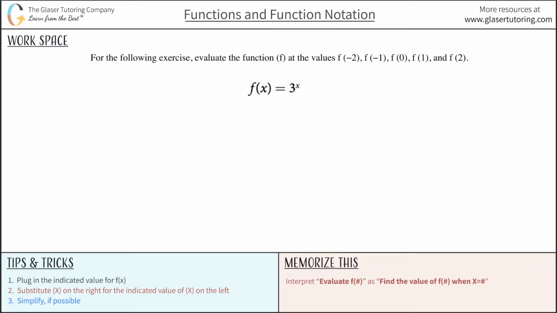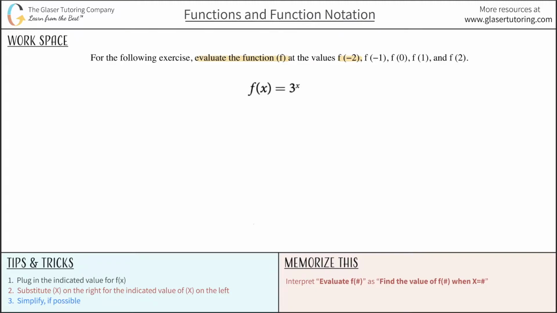For the following exercise, evaluate the function f at the values f of -2, f of -1, 0, 1, and 2. So here's our function. Essentially what they're asking us to do is to solve for f of x when x is either -2, -1, 0, 1, or 2. So essentially there are 5 separate problems here.